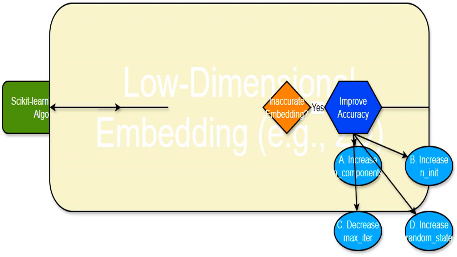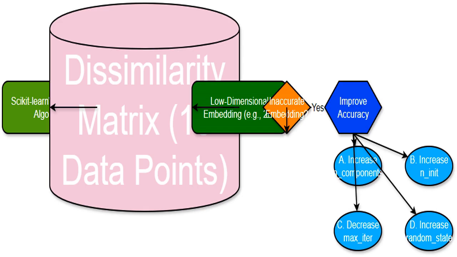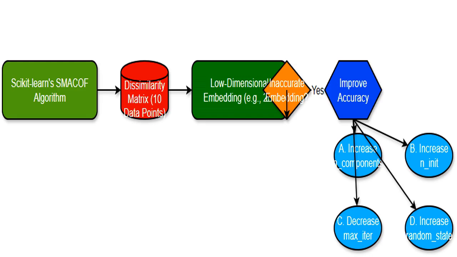The result from my algorithm is not very good. The algorithm did not generate an accurate low-dimensional embedding for my data. I start with a dissimilarity matrix which shows how far apart each of my 10 data points are from one another. I want to represent my 10 points in a lower dimension, like a simple 2D plot, while maintaining the relative distances as much as possible. Let's improve the accuracy of my smacof algorithm.